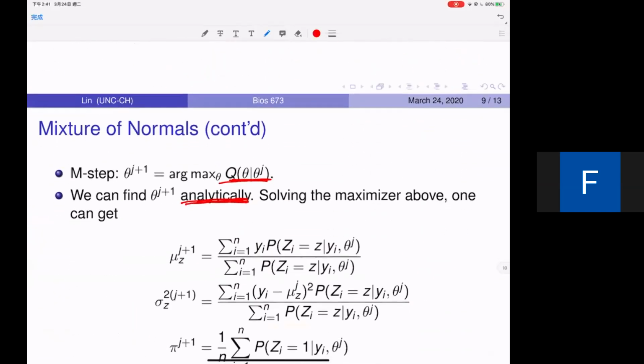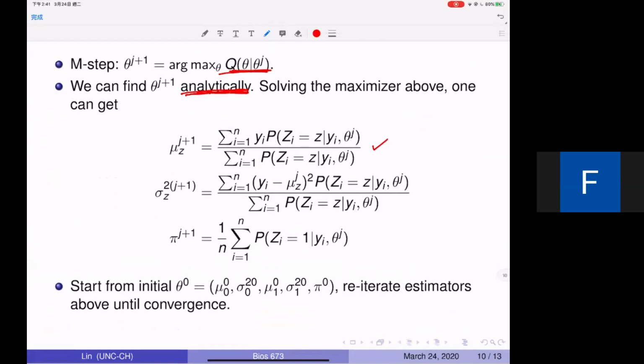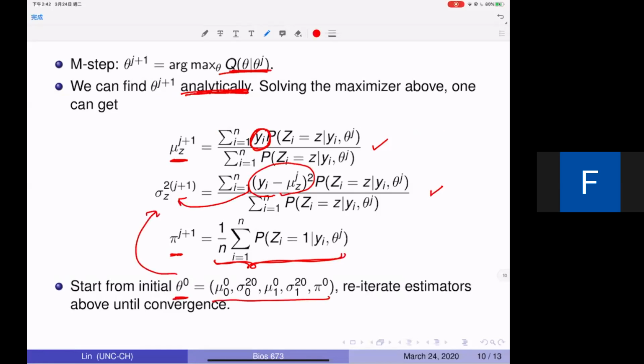So no wonder you will see everything looks like this: weighting the means of y's to get your mu, weighting the standard deviations to get your sigma square, and counting how many zi are 1, each one having a probability of zi equals 1, then averaging it to get your pi. Everything is closed form. You do iterations pretty quickly. You don't even have to solve anything numerically. Starting from theta 0, you iterate: get mu1, sigma square 1, and pi 1, then mu2, sigma square 2, and pi 2, until convergence.